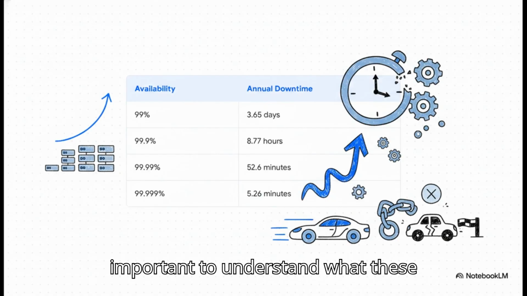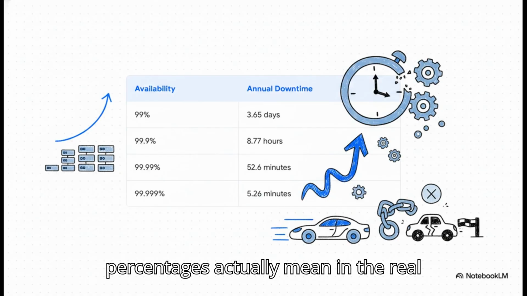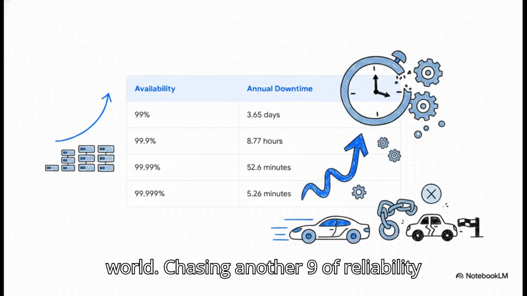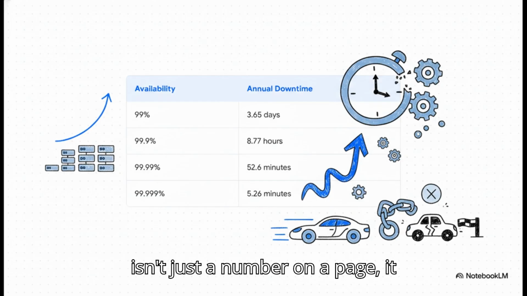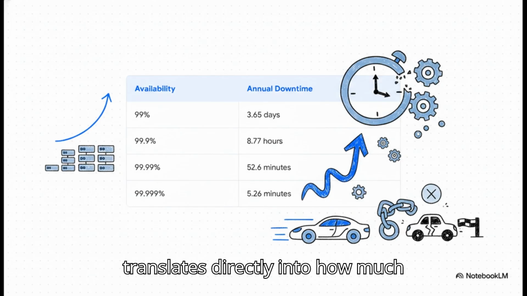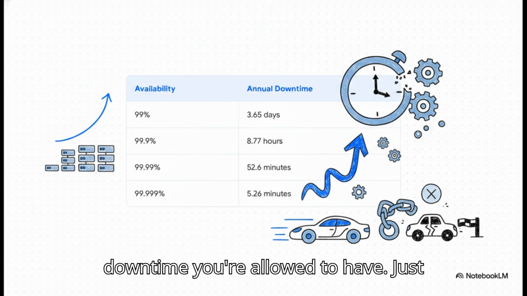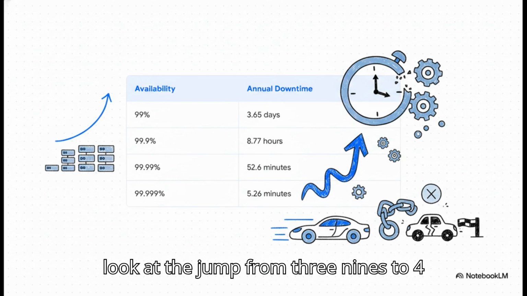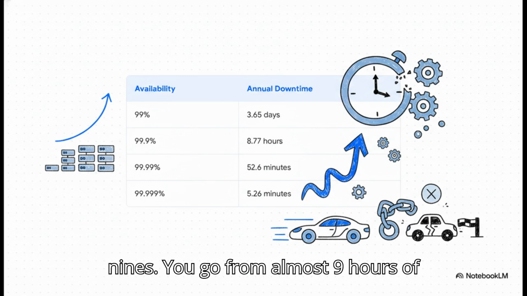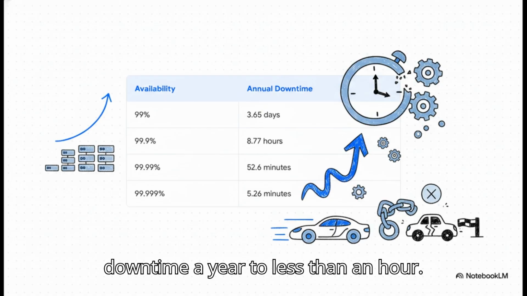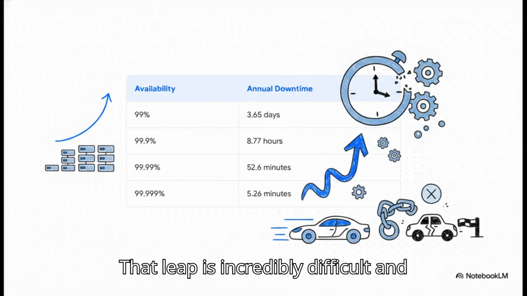It is so important to understand what these percentages actually mean in the real world. Chasing another 9 of reliability isn't just a number on a page. It translates directly into how much downtime you're allowed to have. Just look at the jump from 3 nines to 4 nines. You go from almost 9 hours of downtime a year to less than an hour. That leap is incredibly difficult and expensive to make.